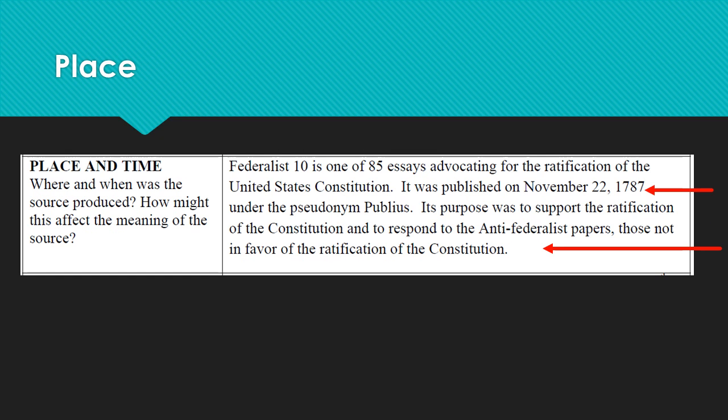The next step is to identify the place and the time. When and where was the source produced? And how might this affect the meaning of the document? If time and place is not given in the source, are there clues within the document as to the time and place of origin? Again, it isn't enough to just write down the date, but to additionally talk about the time and how that time or place affects the overall document meaning.